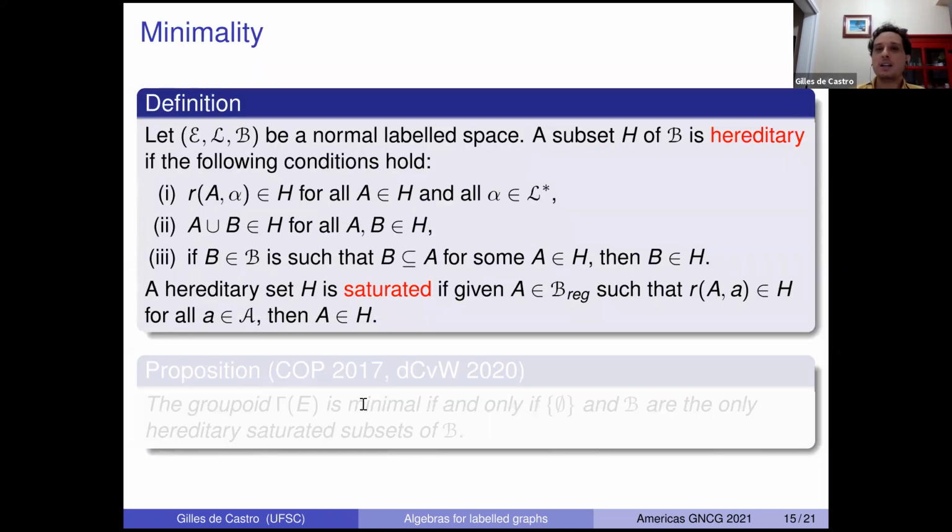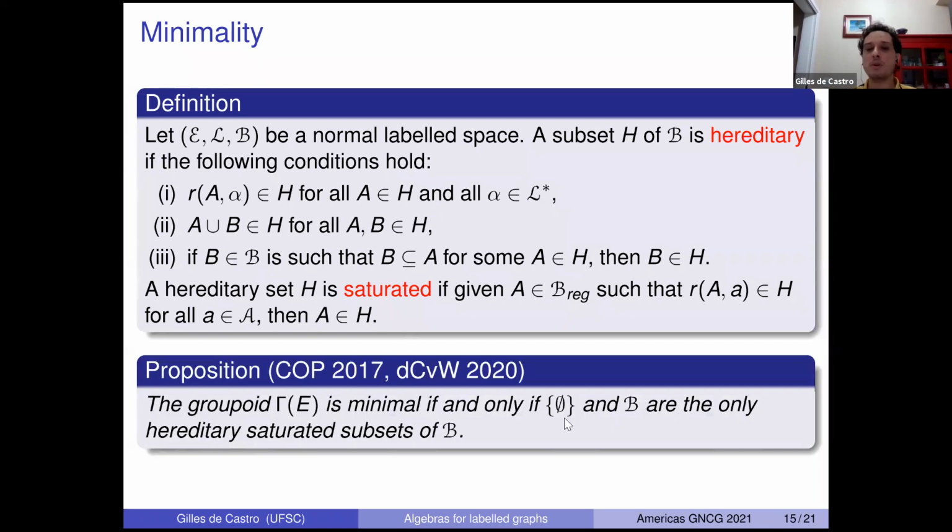And for minimality, you use the notion of hereditary saturated sets, which already appears for the set of ideals of graph C-star algebras and graph algebras as well. Since we're looking at simplicity, this also appears here, but now for minimality. The idea is that the groupoid is going to be minimal if and only if the only hereditary saturated subsets of B are the empty set and the whole family. Basically, if you have another one, you could find a closed invariant subset of the groupoid related to this hereditary saturated subset. So we have a relationship between these and the invariant closed subsets. That's why minimality is equivalent to this condition.